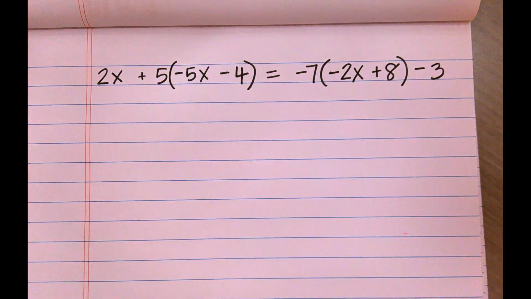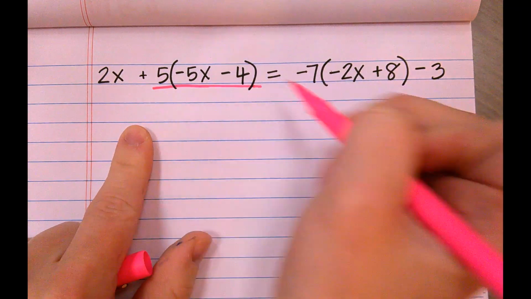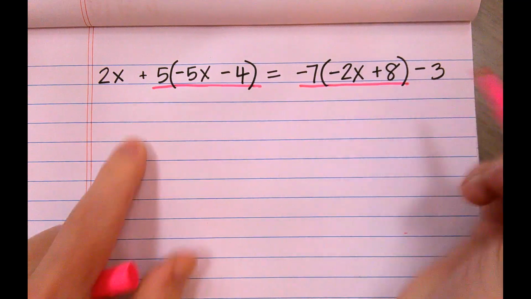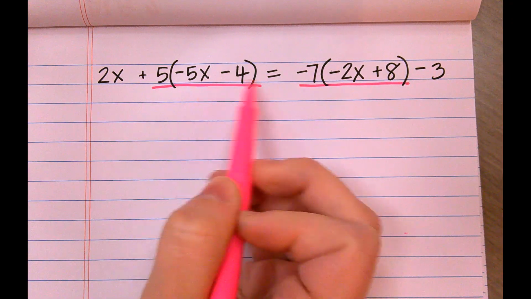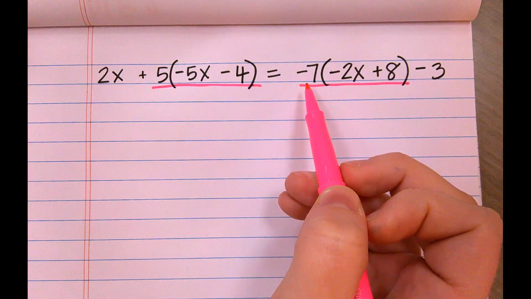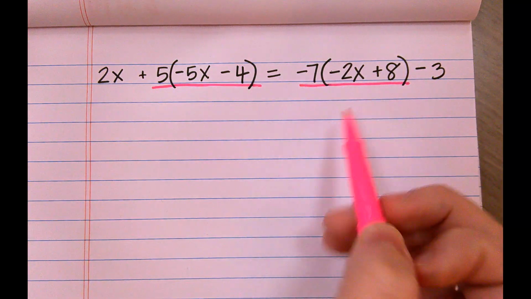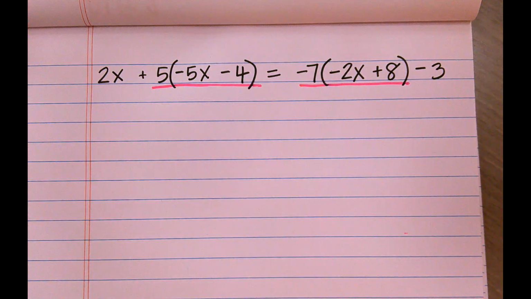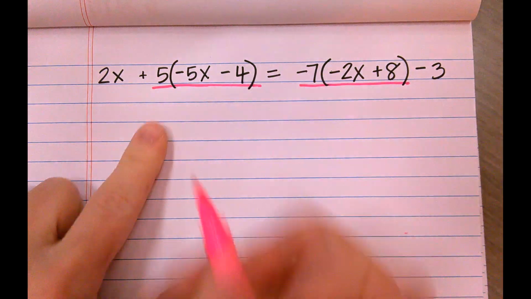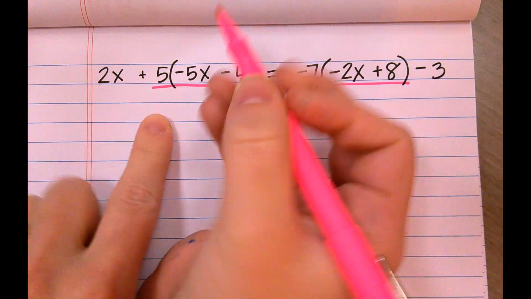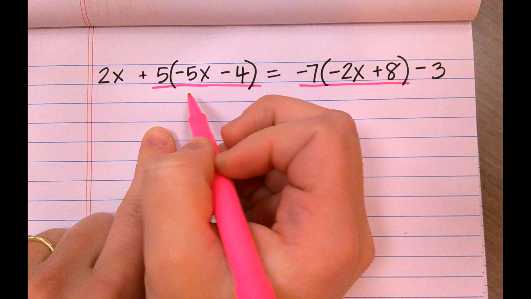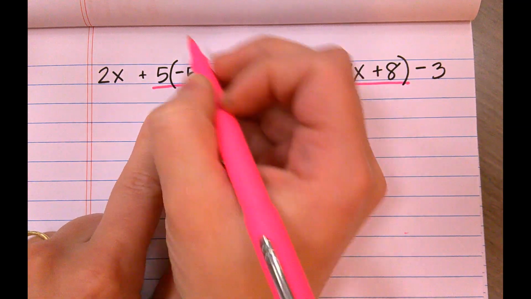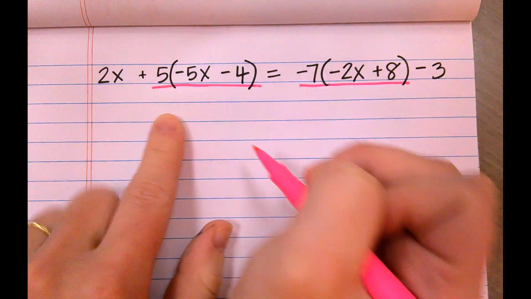What does it mean when I got a number right outside of something? Yes. So I have two different distributions happening. I have 5 being distributed into this. I have negative 7 being distributed into that. So let's do those. Let's distribute. When I distribute my 5, what happens? I do get a negative number. So what am I multiplying?